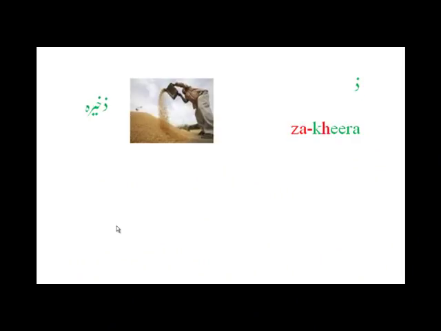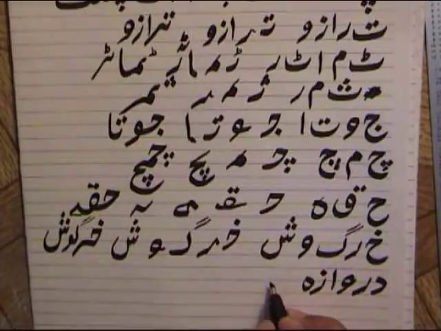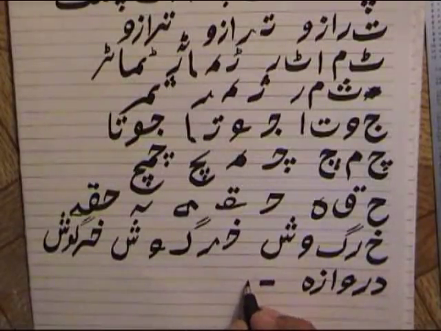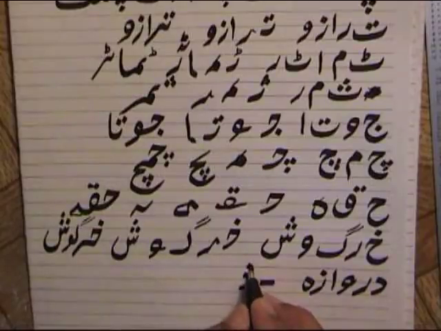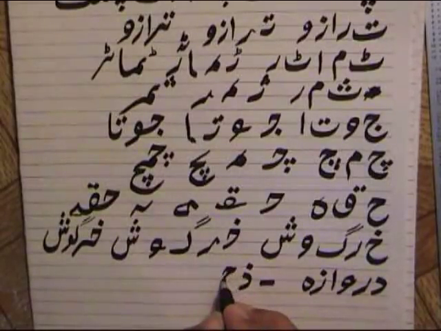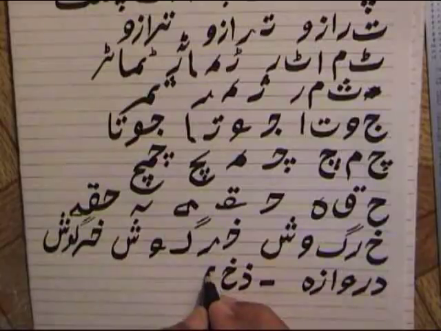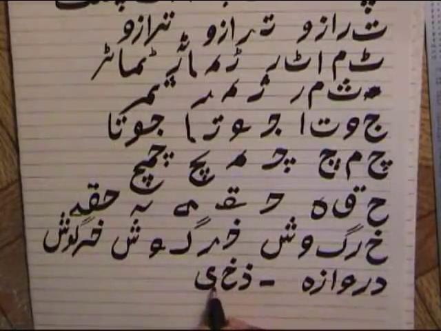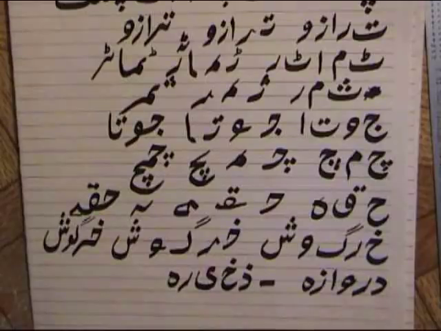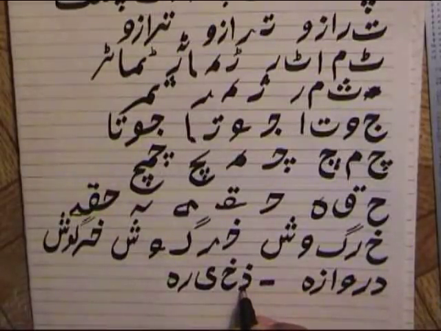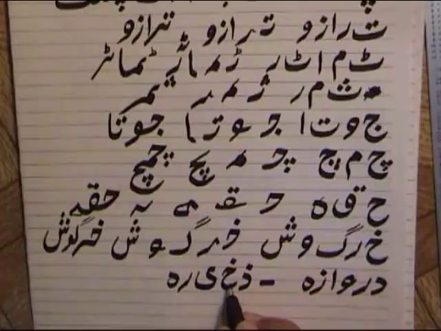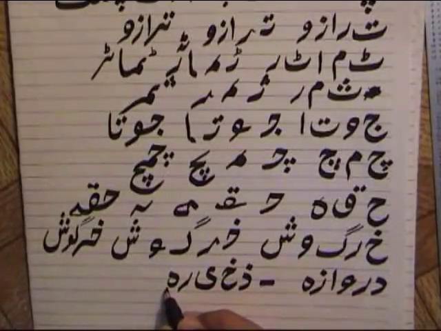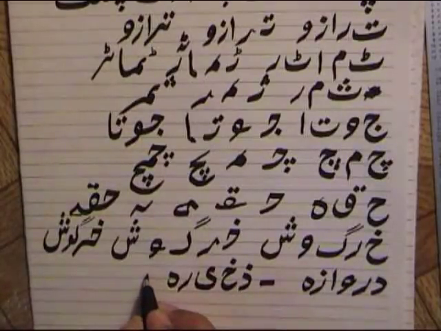Zal zakhira, stock of commodities or stock. Zal zakhira, we write zakhira like this, z, khe sound, choti ye, zakhi, then re and he. Sorry. Zal is non-connector, khe is connector, ye is connector, re is non-connector, and he is connector. So zal is non-connector, it will assume the independent position.